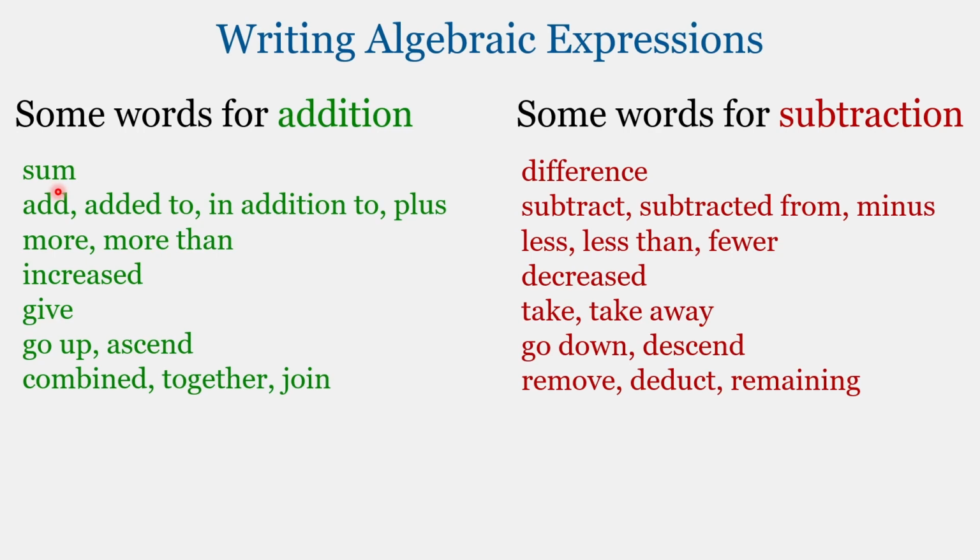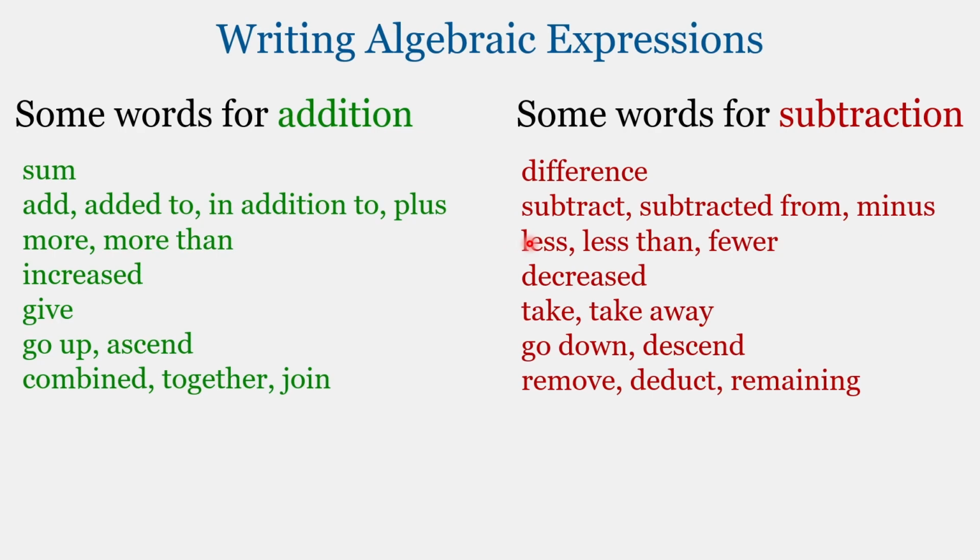The word sum, well, that can be used as both a verb, meaning to add things up, and the result of adding things up, which is a noun. The same holds true for difference and subtraction. But there are other words you're going to see. Words like add and added to, in addition to, and plus can be used to indicate addition, much like subtract, subtracted from, or minus can indicate subtraction.